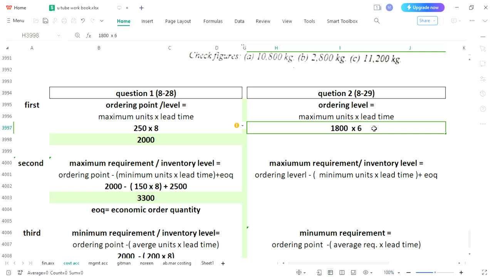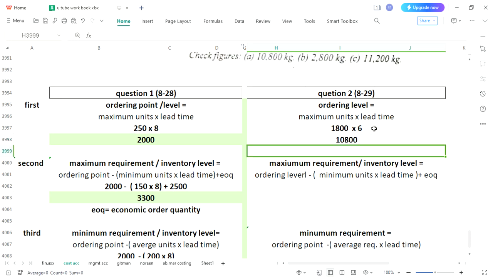Statement is completed. Now we can put these amounts on our calculator. 1800 multiplied by 6. So we have got our first answer, and you can see check figures. First answer is 10,800. It has been completed. So we can mark it as it has been completed. So question number 2, 8.29. We have completed it.